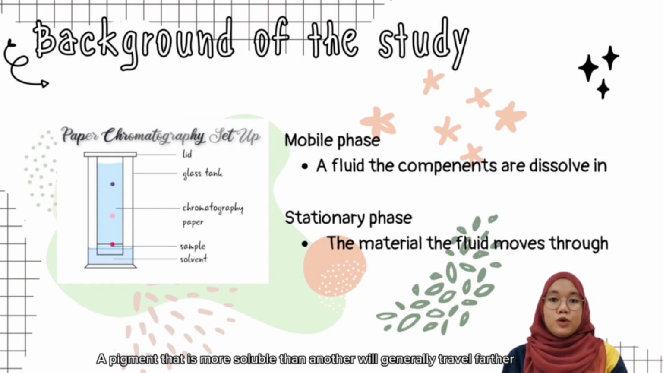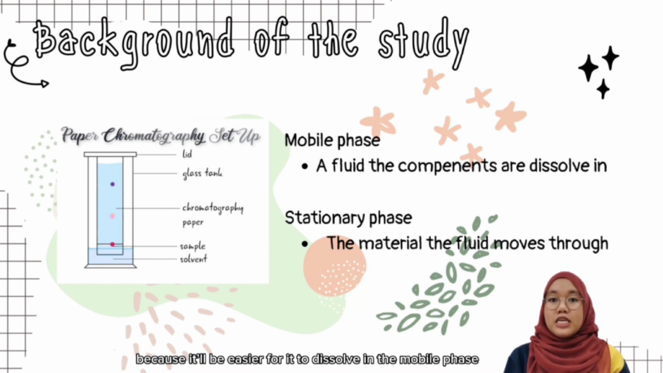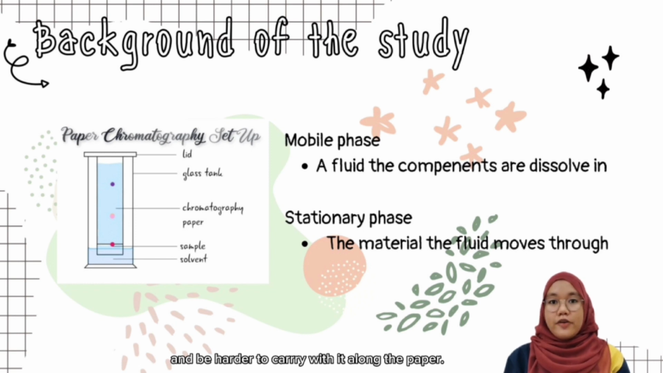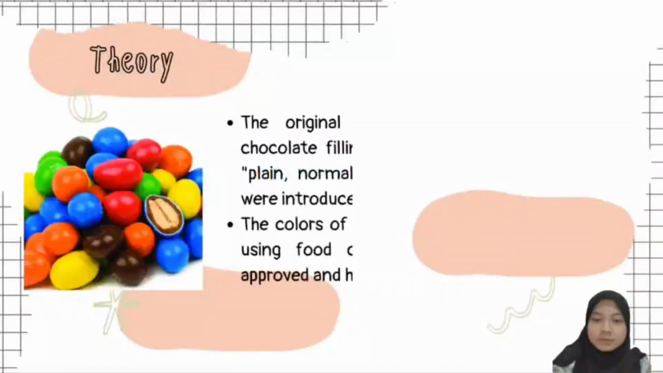A pigment that is more soluble than another will generally travel farther because it will be easier for it to dissolve in the mobile phase and be easier to carry along the paper. Meanwhile, a pigment that is less soluble than another will generally travel a shorter distance because it will be harder for it to dissolve in the mobile phase and harder to carry along the paper.